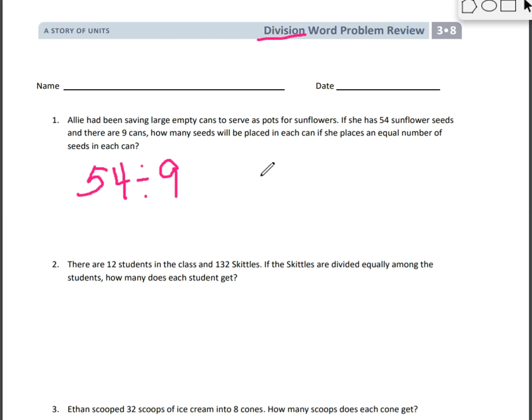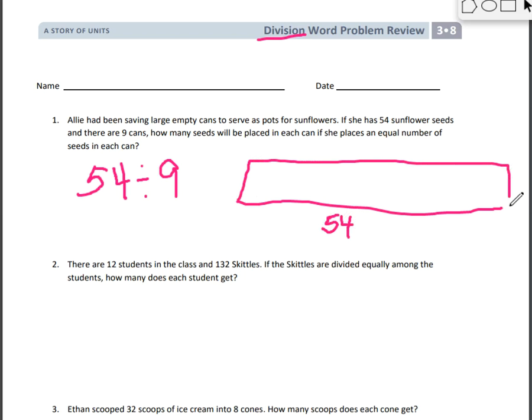Now, some of us are very comfortable with our 9s and can just go right ahead and solve this. If you are not that comfortable with your 9s, you can always make a tape diagram. So we know that this would equal 54. I'll put my box, and then we would just count by 9s until we get there. It's okay if the boxes end up being a little uneven. Remember, tape diagrams look like fractions, but they don't have to be partitioned in equal spots as long as we're counting by the right number.